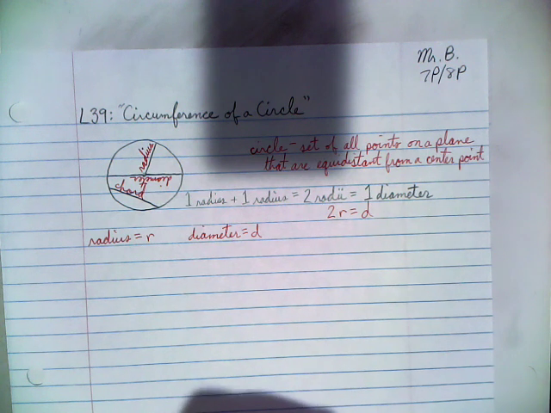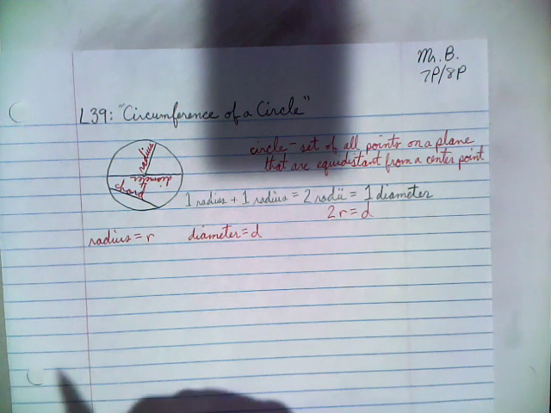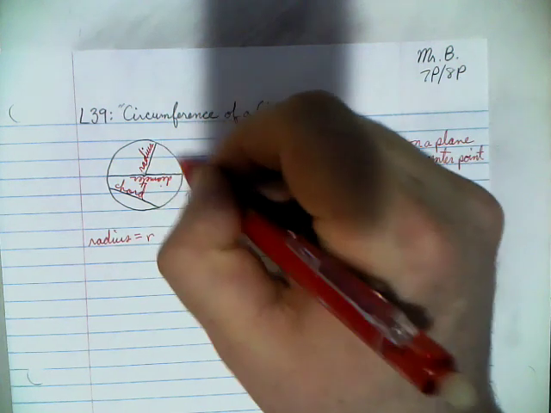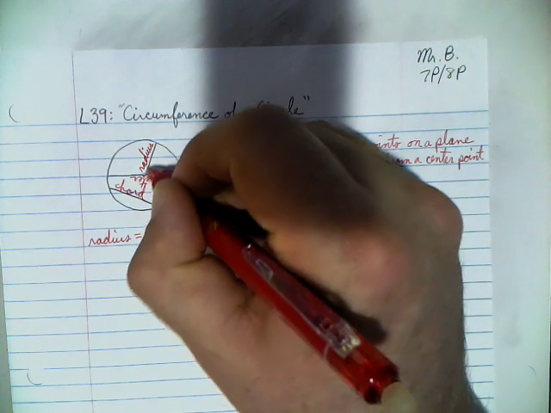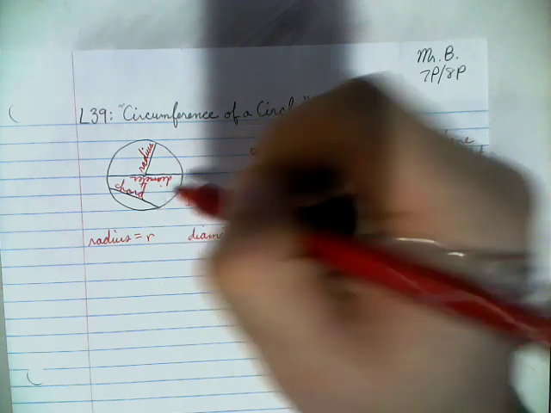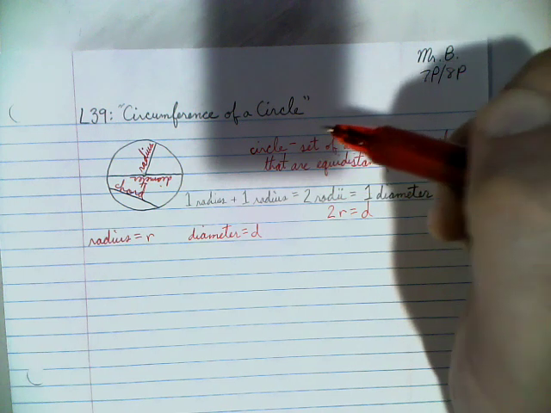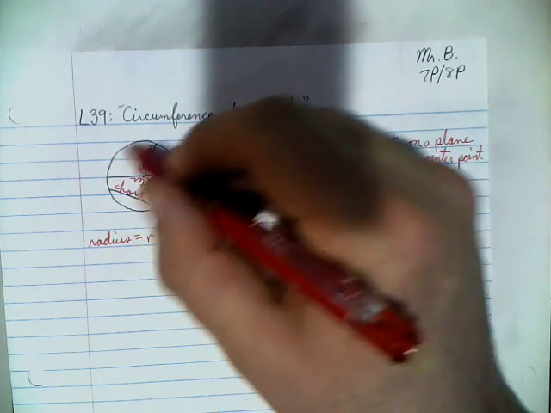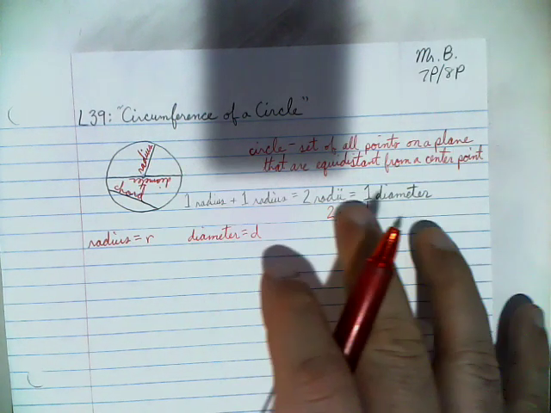Now, among circles, there's at least one more measurement that we need to take into account, at least for this lesson, and that is the circle itself. So if we measure the distance from here to here, that's the radius. The distance from there to there, that's the diameter. The distance from there to there, that's at least one of the many chords. But what about the distance of the circle itself, the distance around the circle?